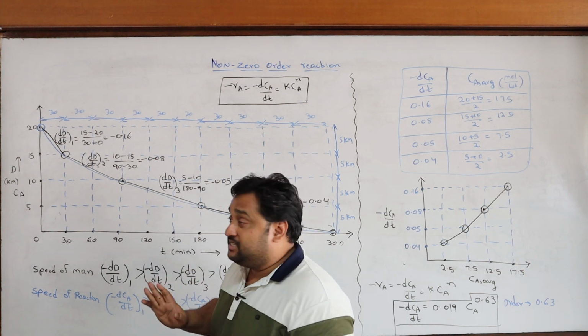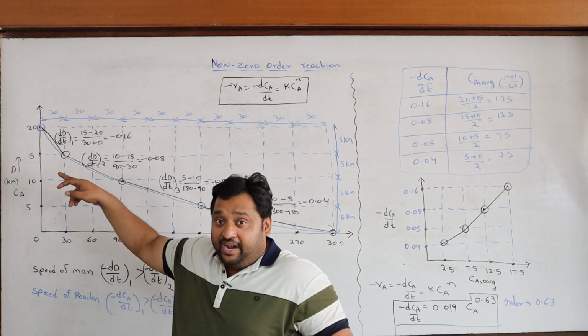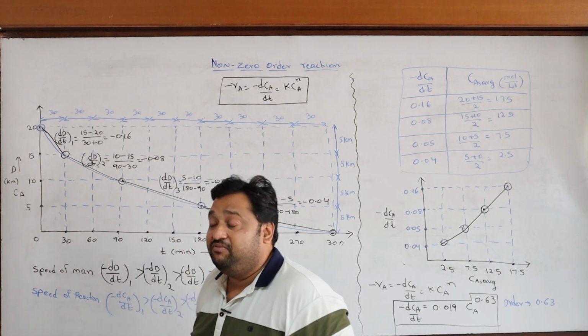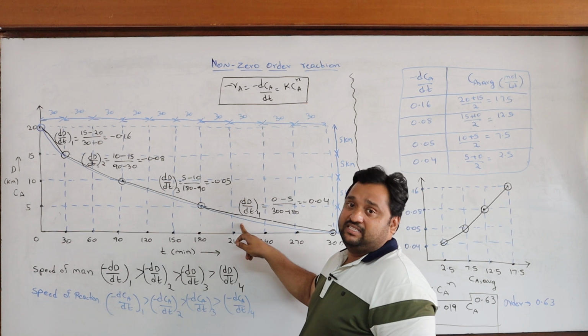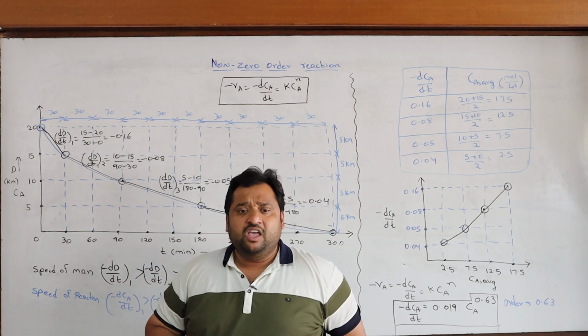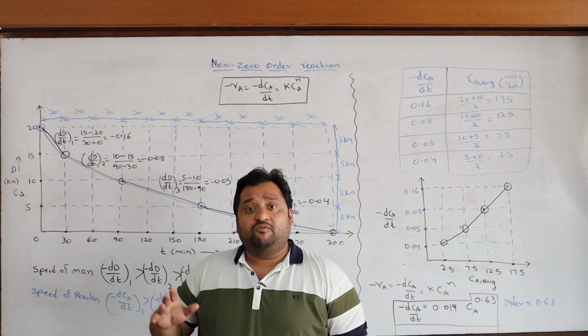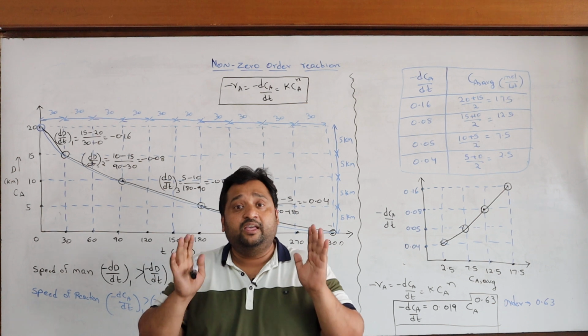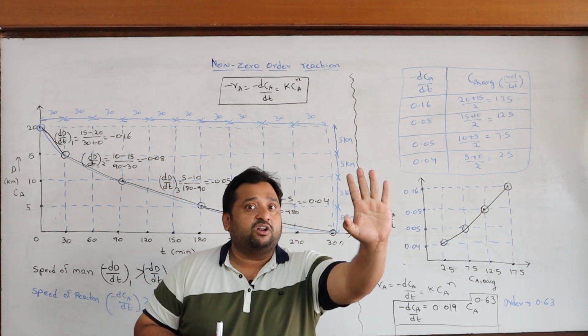That means the speed or rate of the reaction is higher at the initial stage, and the rate of the reaction is lower at the final stage. This is a classical example of non-zero orders. Let us find out what kind of order this is by fitting the curves. But imagine, for non-zero orders, the velocities are not the same.